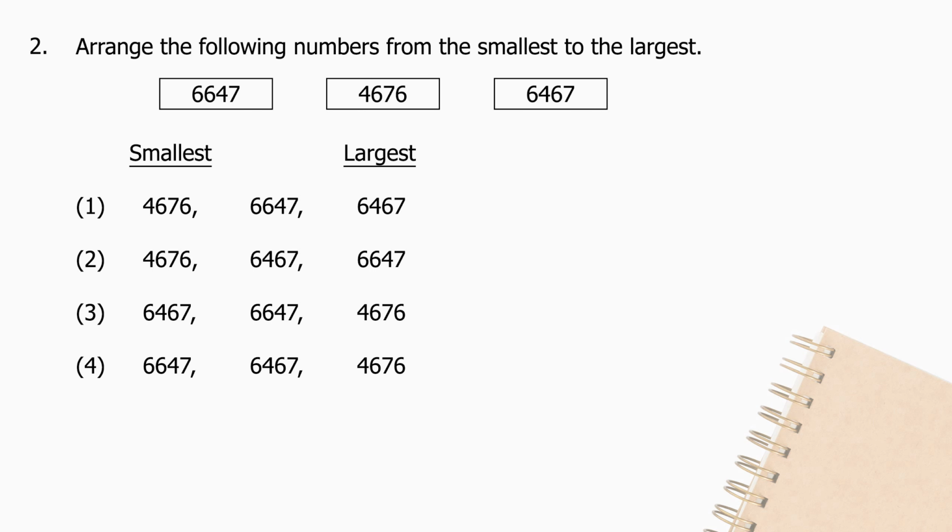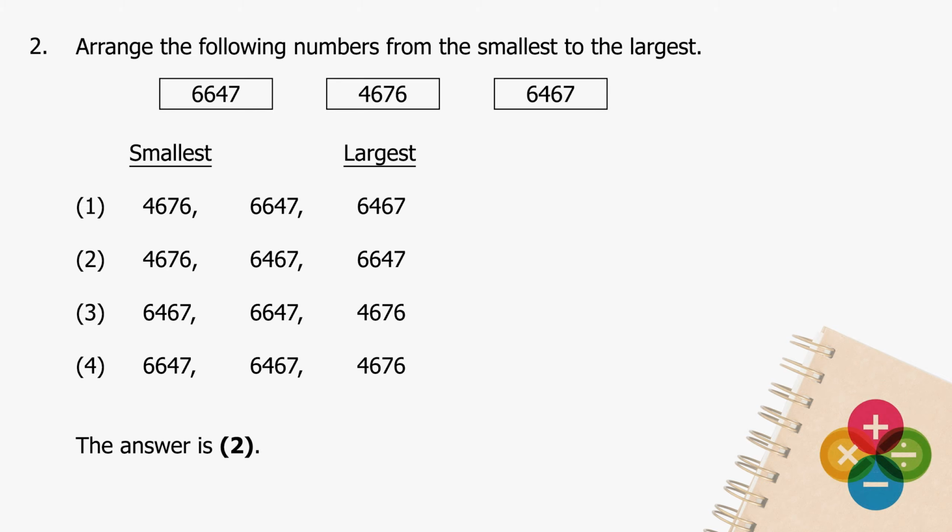Question 2. Arrange the following numbers from the smallest to the largest. Out of these three numbers, 4676 will be the smallest, followed by 6467, and lastly 6647. The answer is 2.